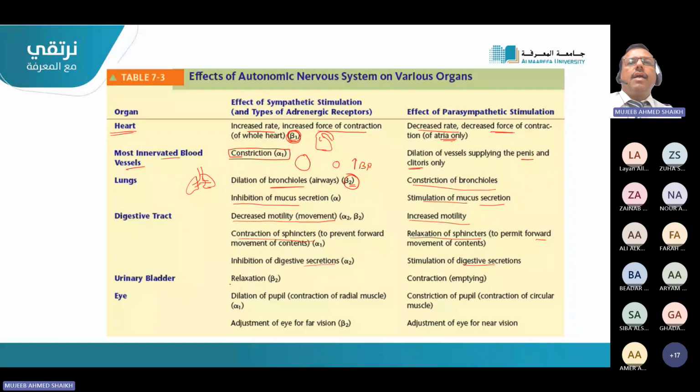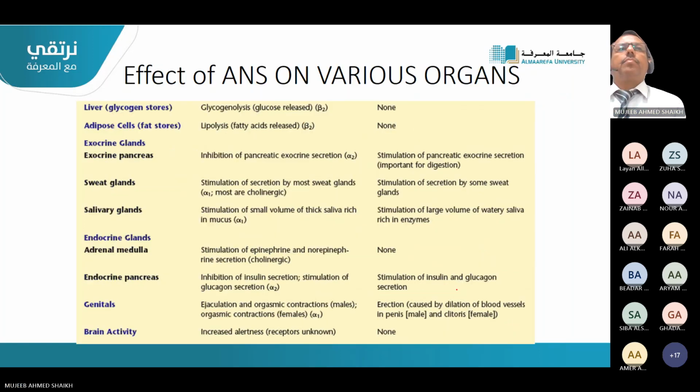Urinary bladder: relaxation by the sympathetic system, contraction by the parasympathetic system. In the eye, dilatation of the pupil by the sympathetic system and constriction of the pupil by the parasympathetic system. So the vision will be adjusted for far vision in sympathetic and adjusted for near vision in the parasympathetic. And so on. The list is long.